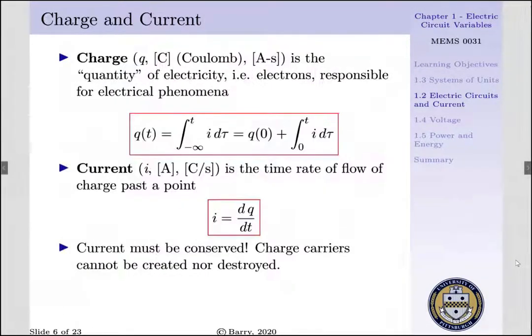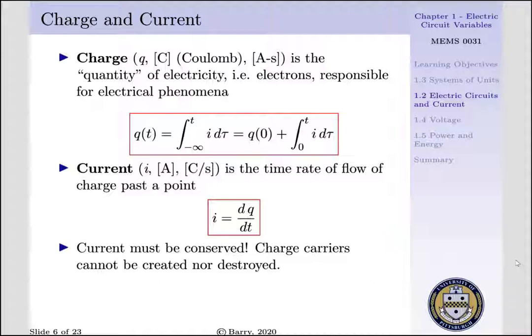Now, when we talk about current flowing through an electric network, we first have to quantify what charge is. Charge, represented by the variable Q, which has units of coulombs, which is an amp second, is the quantity of electricity, i.e. the number of electrons that are responsible for an electric phenomena. Mathematically, we express charge as an integral from negative infinity to t of i(τ) dτ. i is our current. Now, we can re-express this integral as Q naught, which is our initial charge within our system, plus the integral from 0 to t of i(τ) dτ.